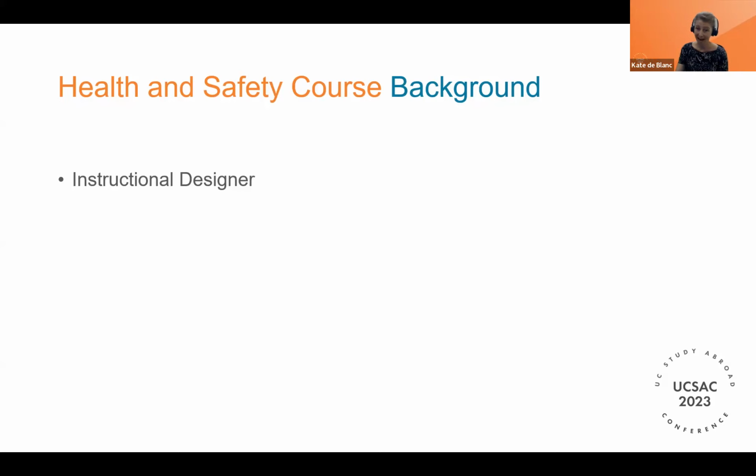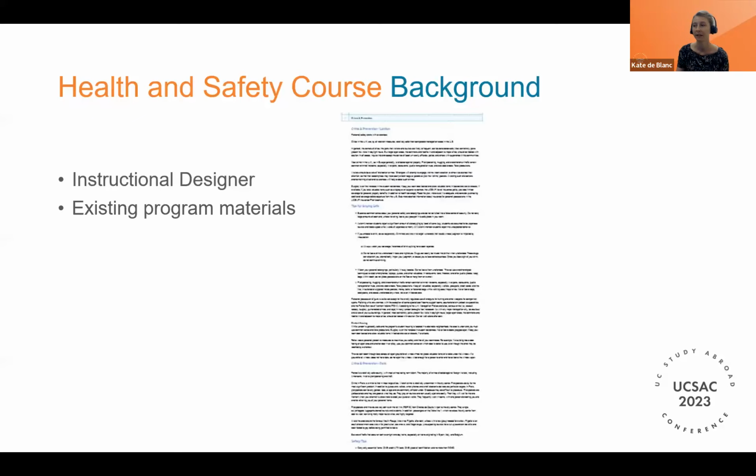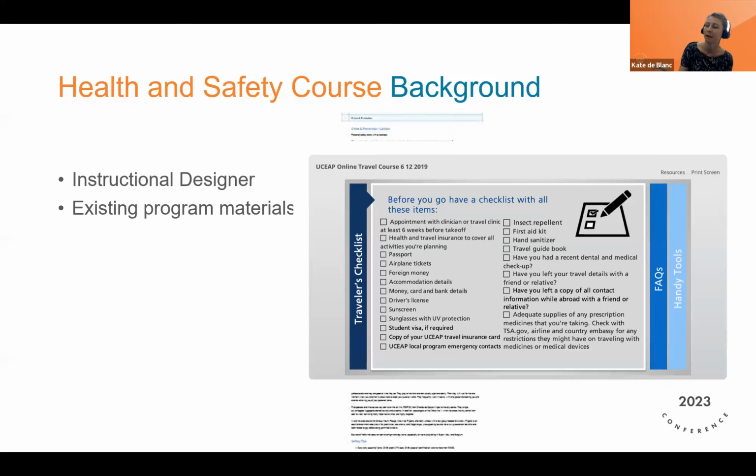Then we gave Carrie piles and piles of existing health and safety program materials. Here is an example of an old program guide. It's so long, it doesn't even fit on this slide properly. And here's an example of an online course that was in place before I started at UCEAP. We knew that we were going to be looking at these pieces of information to help us design this course. Carrie would call this information gathering a needs analysis. She gathers and analyzes the existing information, and that helps her plan for steering committees and other specialized teams and how she's going to plan out the project.